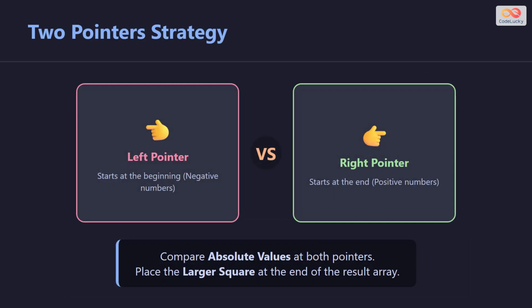This observation leads us to the two pointers strategy. We can place one pointer, let us call it left, at the very beginning and another pointer, right, at the very end. We will compare the absolute values of the numbers at these two positions. The larger absolute value will produce the larger square, which belongs at the end of our result array.